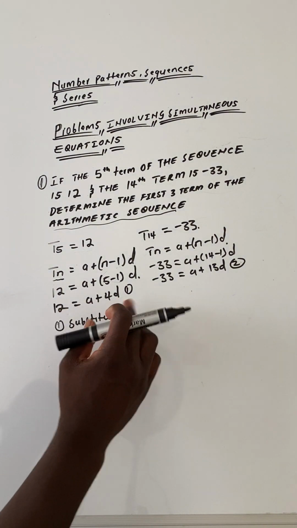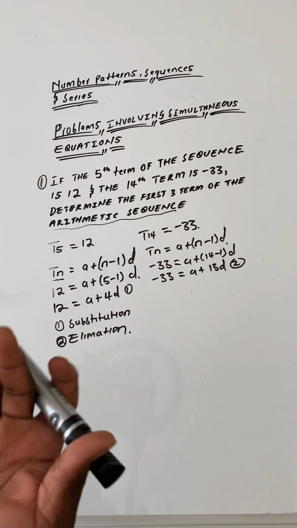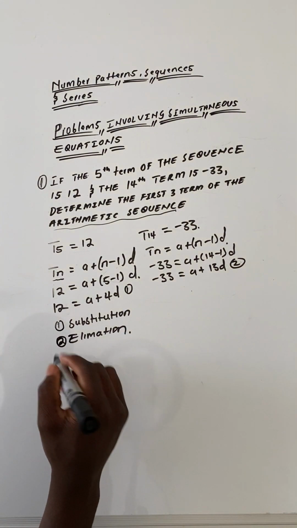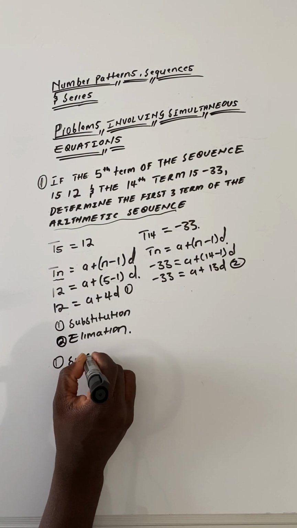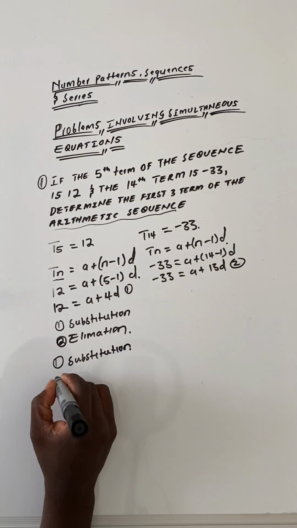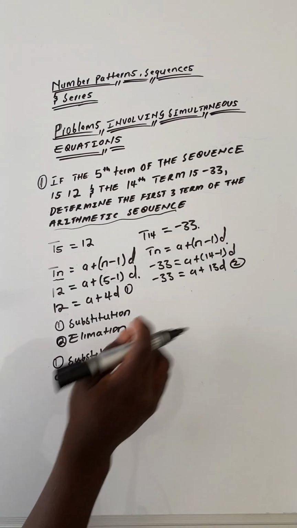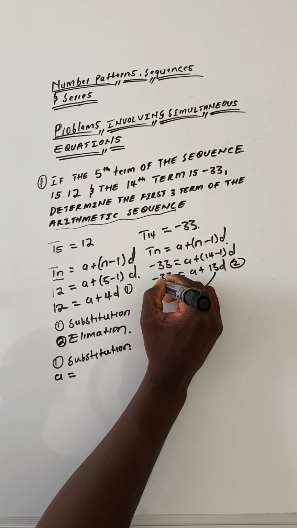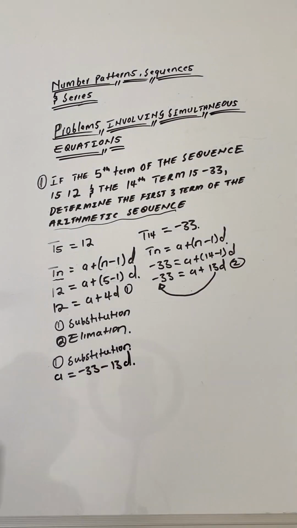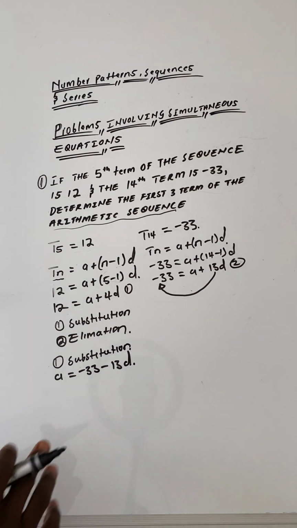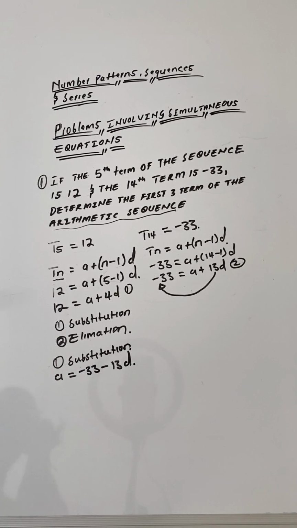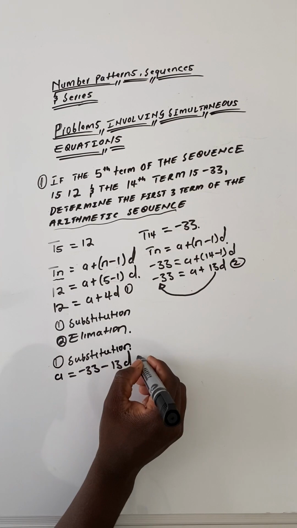So let me take the second one to be the subject of the formula. I want to make a the subject of the formula, so I'm solving now using substitution. So a is therefore equal to, I'll take my 13d and bring it this side. That would be equal to negative 33 minus 13d, because the minute you take a number to the other side, it changes sign, right? Okay, I hope that we're still together. That would be equation 3.